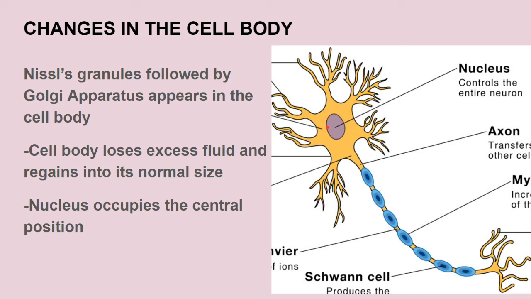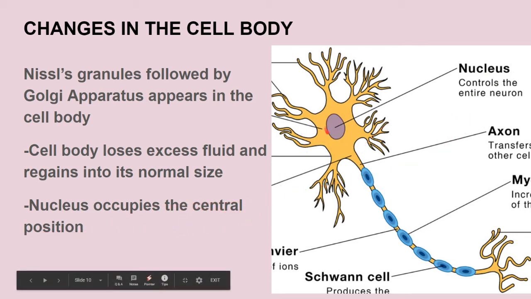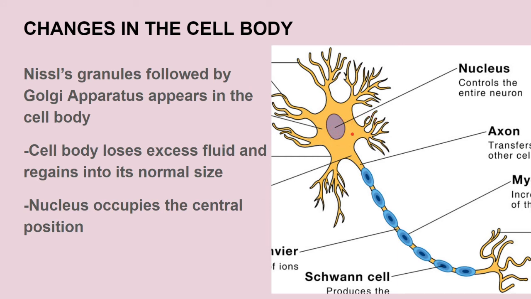The cell in this process will lose the excess fluid and regain its normal size. In the degenerating process, it was taking in a lot of fluid and swelled up. But over here it will not take any further water, but it will lose the excess fluid and regain its normal size. The nucleus, which was displaced in the degenerating process, will occupy the central position and come into the center of the perikaryon. Now all these changes will start within 20 days of the injury and be completed in around 80 days.